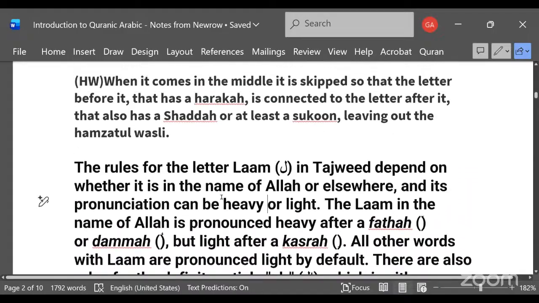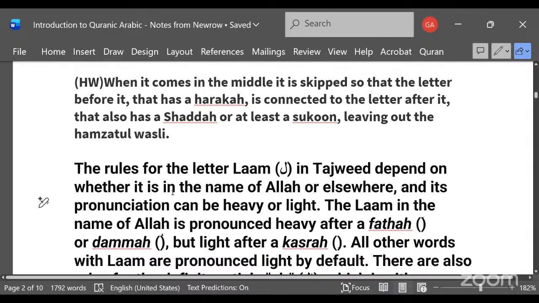Okay. All right. So we're talking about the rules of letter lam. Letter lam in Tajweed can be light or heavy depending on where it is or what comes before it, when it is in the word Allah.